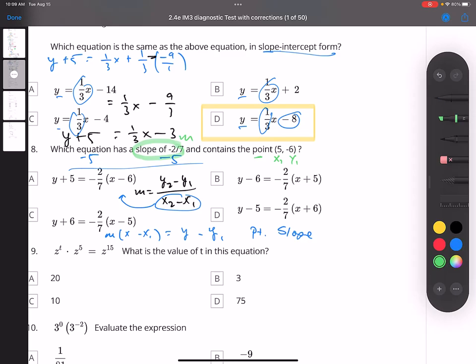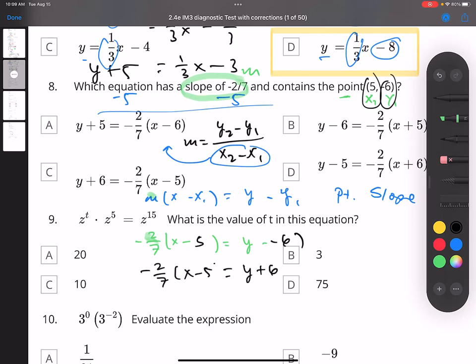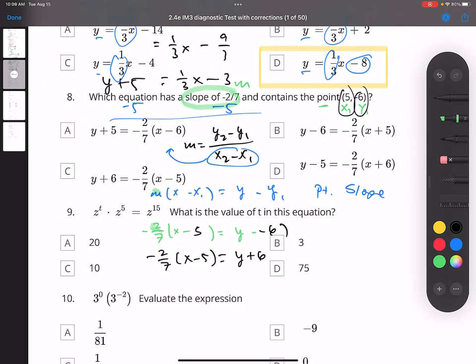So my slope is going to be -2/7. The x value will stay, and the y value will stay. The x1 value that we had from above is 5, and the y1 value is -6. Okay, pay attention there. So this is going to be simplified as y plus 6 equals -2/7 times x minus 5. And that would be choice C.